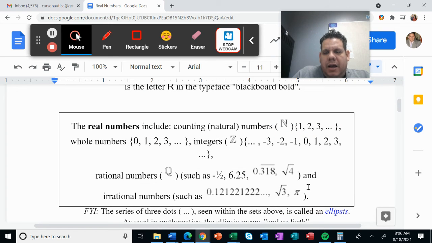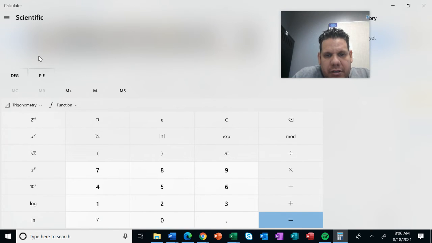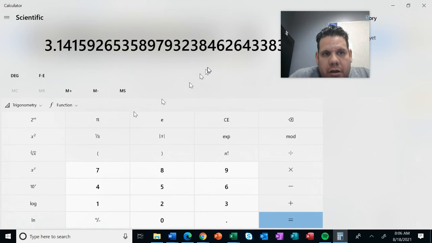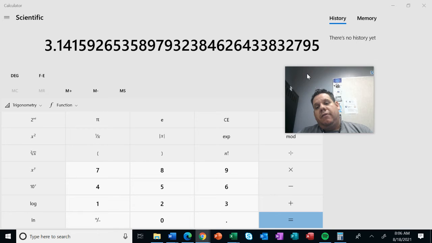And then we have pi, which as you know is 3.14159 and many numbers that never end. If I type pi here in the scientific calculator, here it is. As you can see, this chain of decimals never ends.